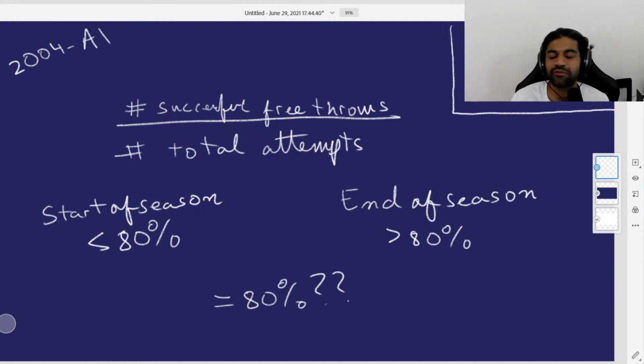Over the course of a season, you're keeping track of the following statistic for a basketball player. You're taking the number of successful free throws divided by the number of total attempts. At the start of the season, this number is less than 80%. At the end of the season, the number is greater than 80%. Was there ever a point when the number was dead on 80%? Why or why not is the question.